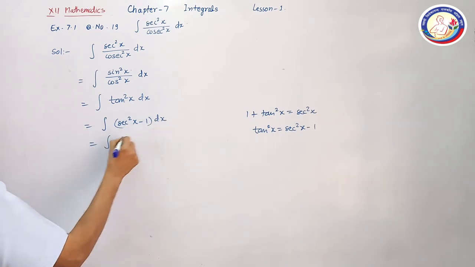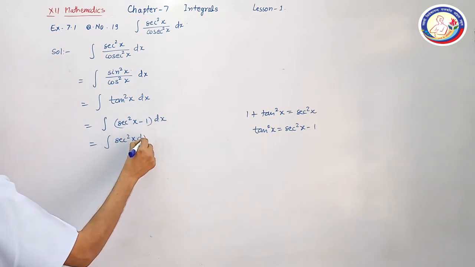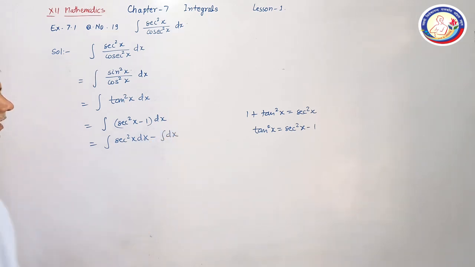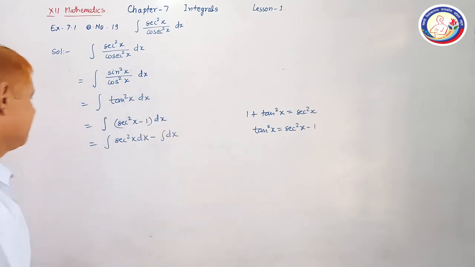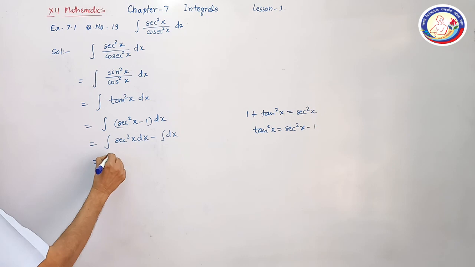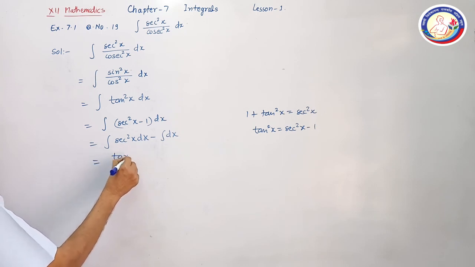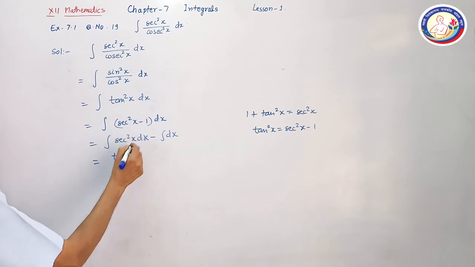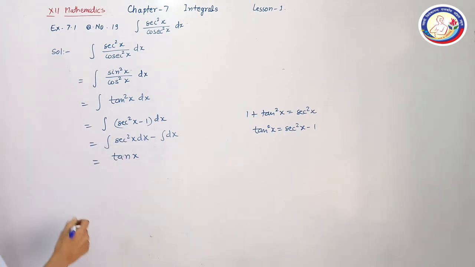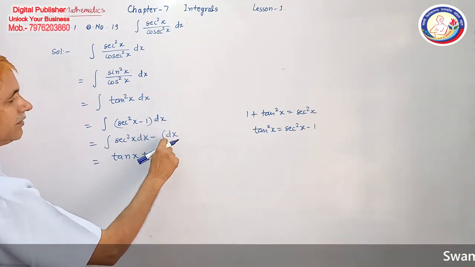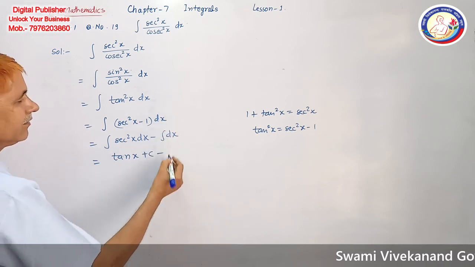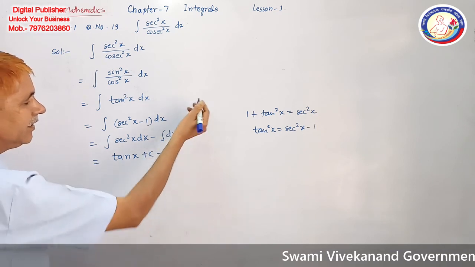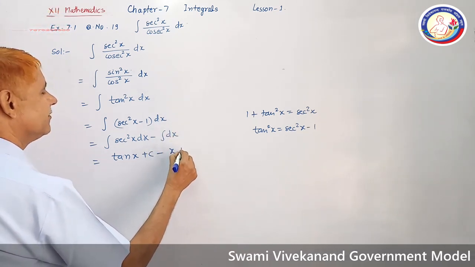Now write it in two parts. It is sec square x dx minus dx, or x raised to power 0, as I wrote in the previous example. This is the derivative of tangent x, sec square x. So its integral will be tangent x plus c1, minus, this is x raised to power 0 or 1. 1 is the derivative of x; we can obtain 1 by differentiating x. So it is x plus c2.